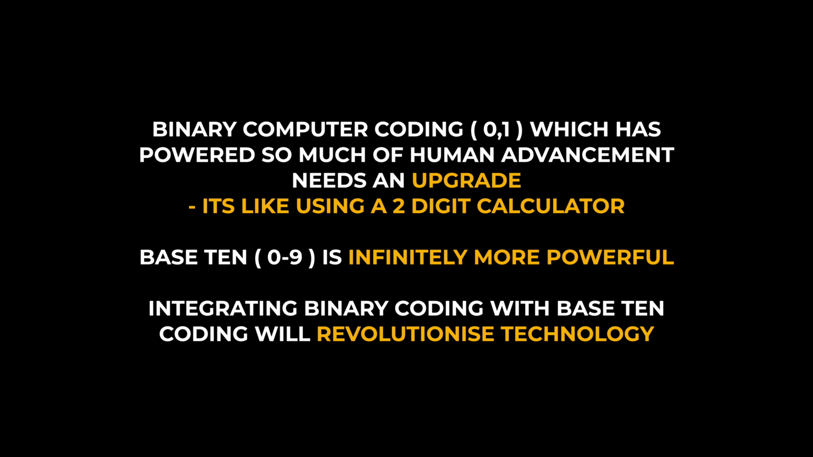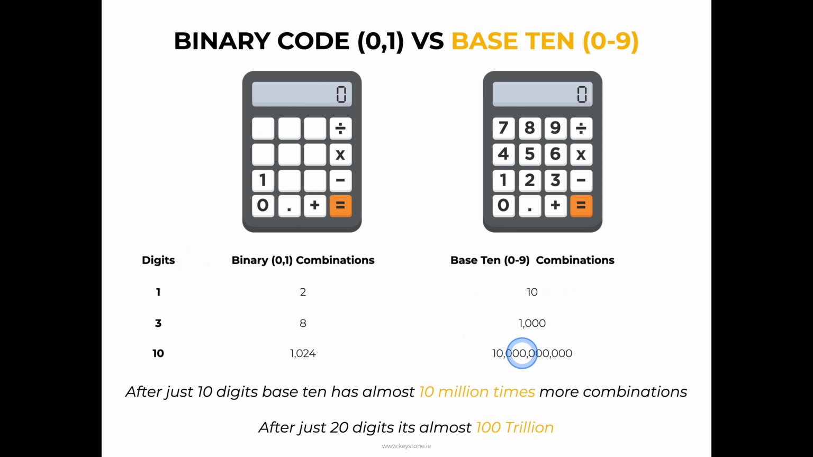The binary code is like using a calculator with 2 digits. If we take 1 digit, there's only 2 possible combinations. If we take 3 digits, 8 possible combinations. 10 digits, 1024. However, by using base 10 programming, after 1 digit, there's 10 combinations. After 3, there's 1,000. After 10, there is 10 billion. So after just 10 digits, base 10 has almost 10 million times more combinations. And after 20 digits, it's almost 100 trillion.